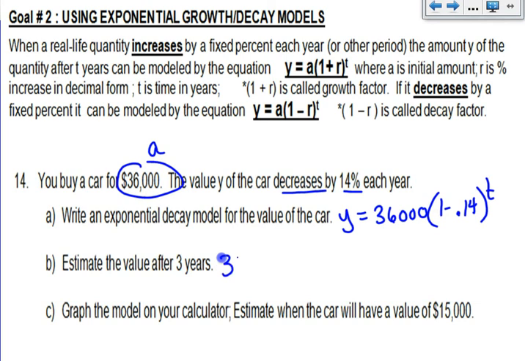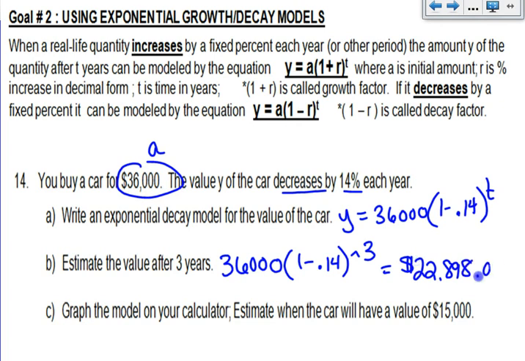So what you're going to do in your home screen of your calculator is you're going to type in this function, but instead of t, they tell you that they want your t to equal a 3. So I'm actually just going to do this on my own personal calculator. And I get, now this is money, so make sure you round appropriately, 22,898 and then 2 cents when I round appropriately.